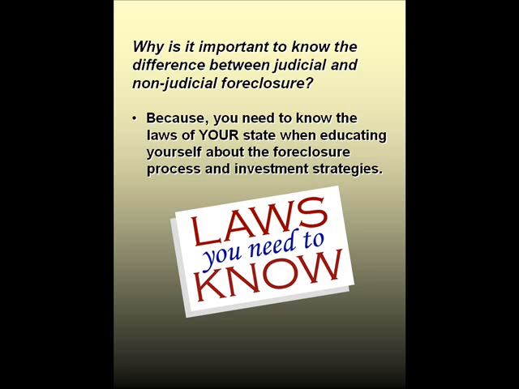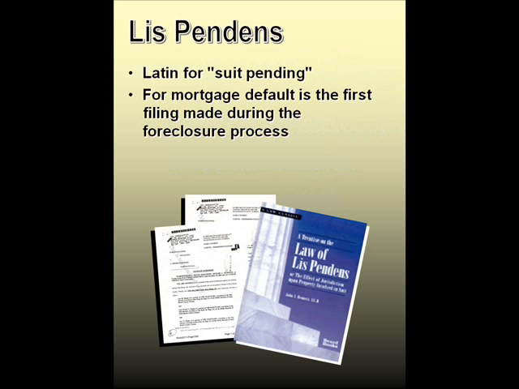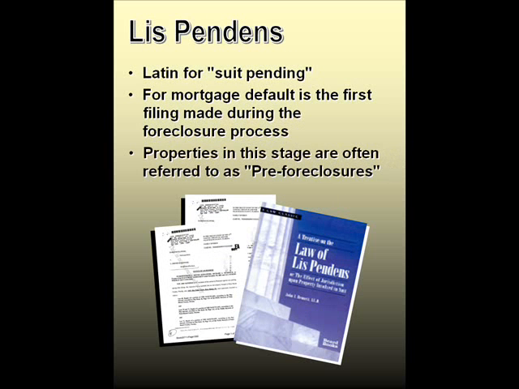Lis pendens. Lis pendens is Latin for suit pending. Lis pendens for mortgage default is the first filing made during the foreclosure process. Properties in this stage are often referred to as pre-foreclosures. After a mortgage is unpaid for 3 consecutive months, the lender, the plaintiff, files a lis pendens, notice of mortgage default, and the mortgagor, the defendant, is served with a summons and complaint. In simple language, the mortgage holder, now the plaintiff in the action, sues the borrower, now the defendant in the action, for non-payment of the mortgage.